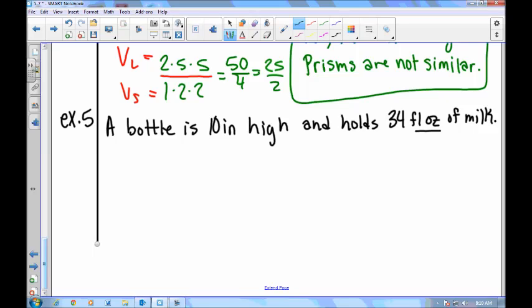A bottle is 10 inches high and holds 34 fluid ounces of milk. Remember the old milk bottles? Glass bottles you see in movies that are delivered to people's houses. I think Winter Dairy also still does that. To the nearest 1,000 ounces.